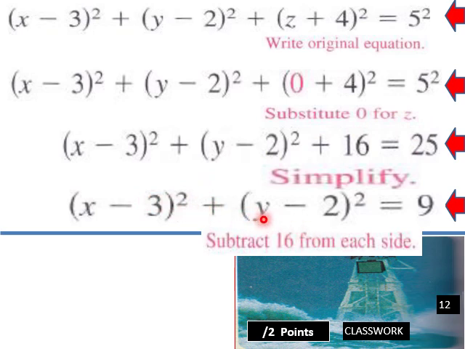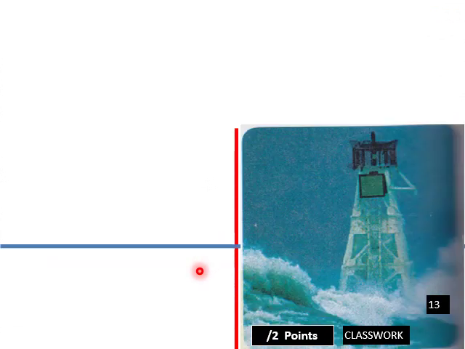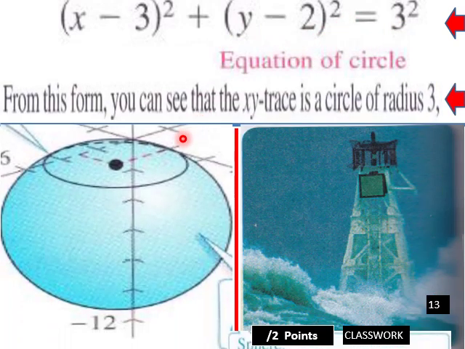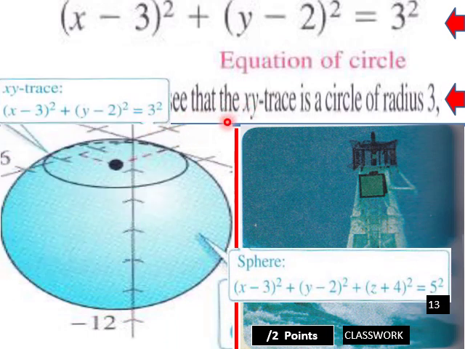So now what do we have here? Basically, that's an equation of a circle, right? So x minus 3 quantity squared plus y minus 2 quantity squared equals 3 squared. We have an equation of a circle. From this form, you can see that the xy trace is a circle with a radius of 3, which would be right here. That's what this equation represents, a circle. And from our sphere here, which is a surface, it's an xy trace taken from this sphere.